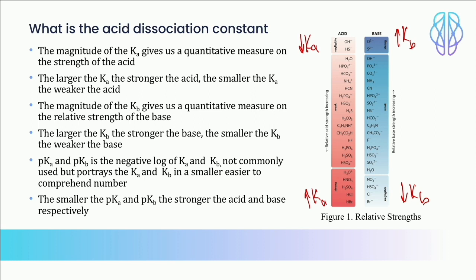But if you were to use them, it's because the Ka and Kb are usually very, very complex numbers. So it's like 1 times 10 to the power of minus something. Whereas the pKa and the pKb would just be a nice two decimal number, if that makes sense. So they're smaller, easier to comprehend numbers.